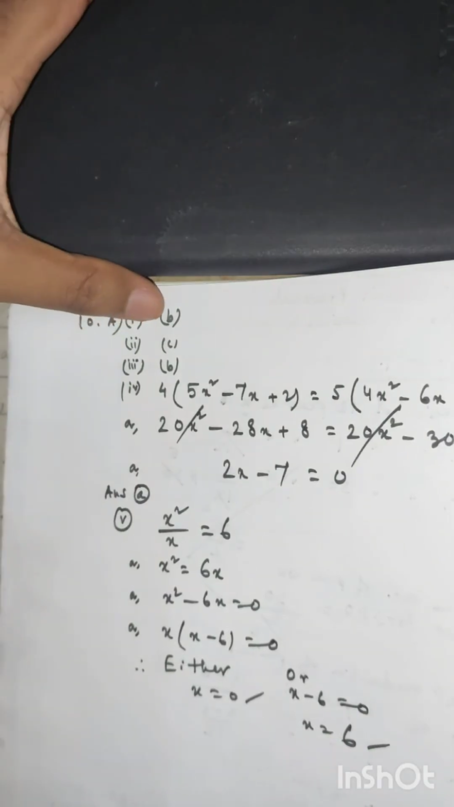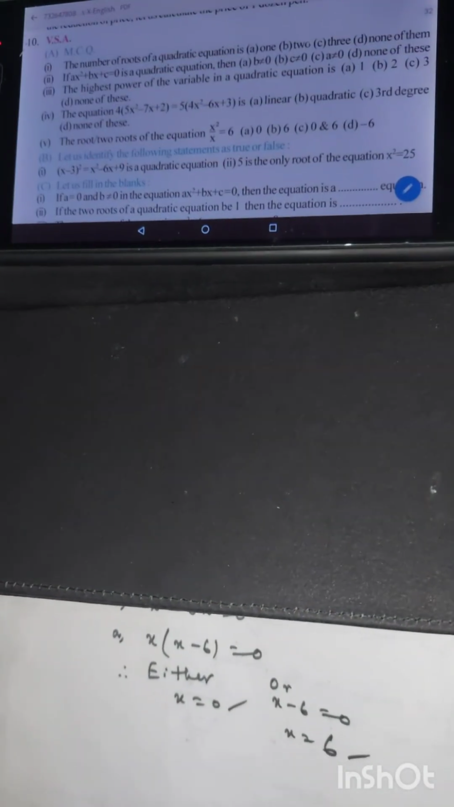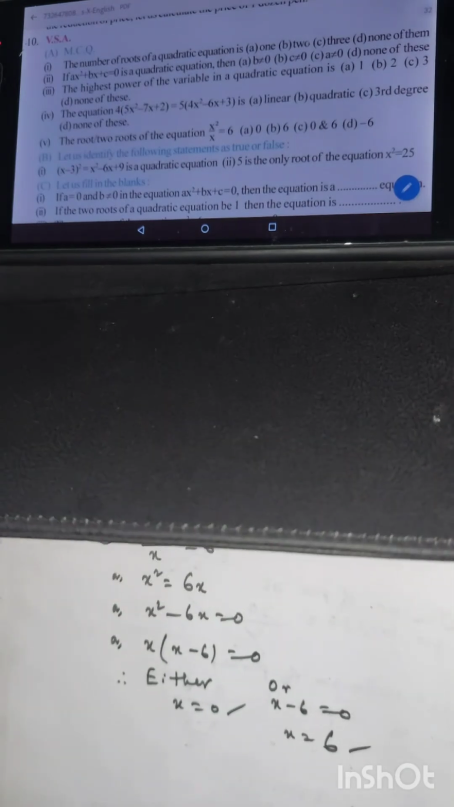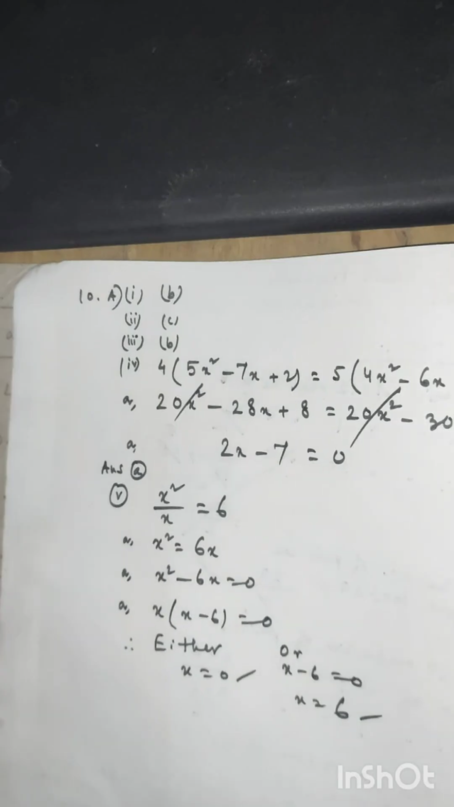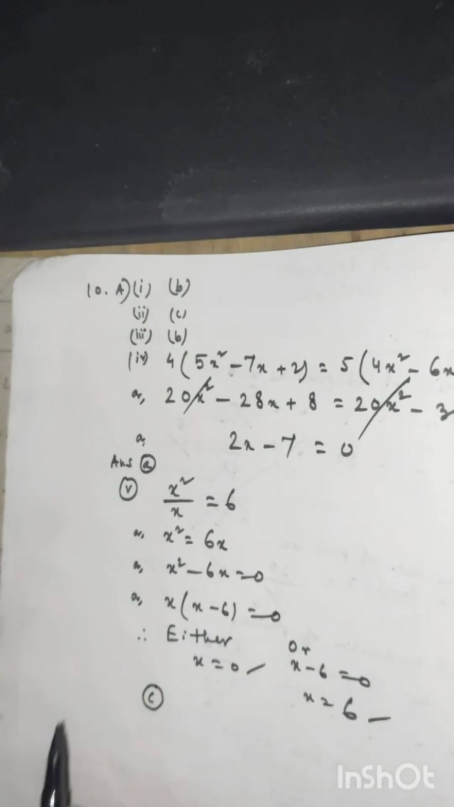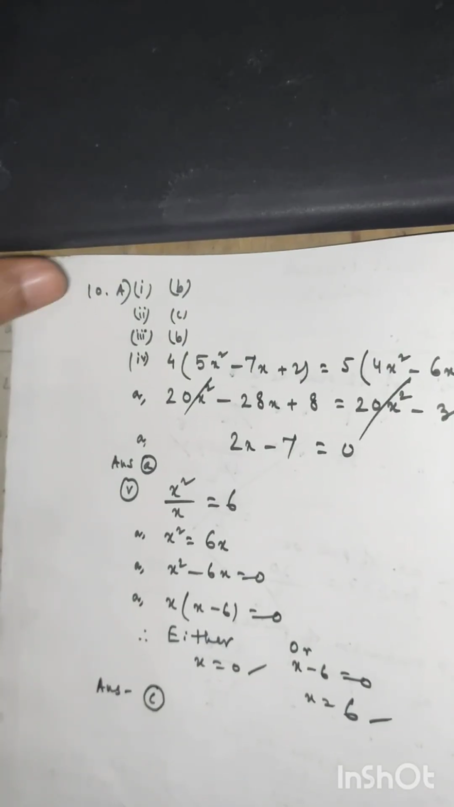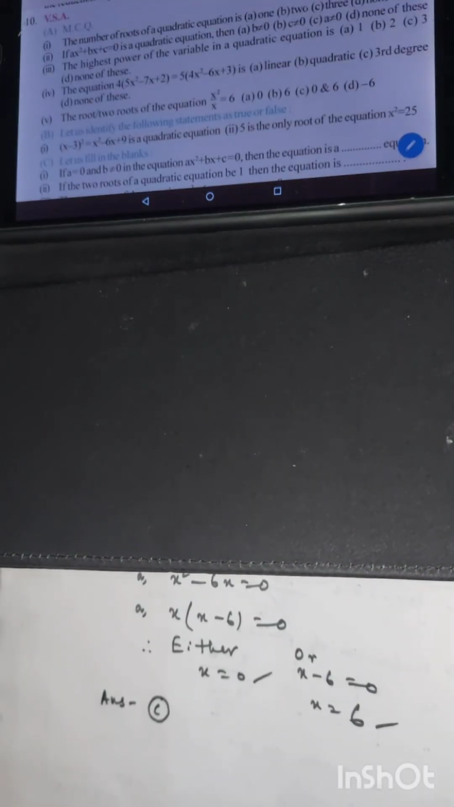So the values of x are 0 and 6. So option C is our correct answer. Now let us do part B.